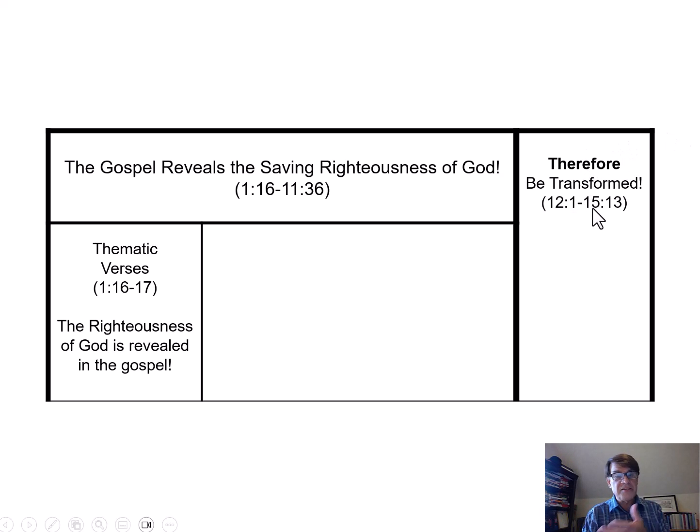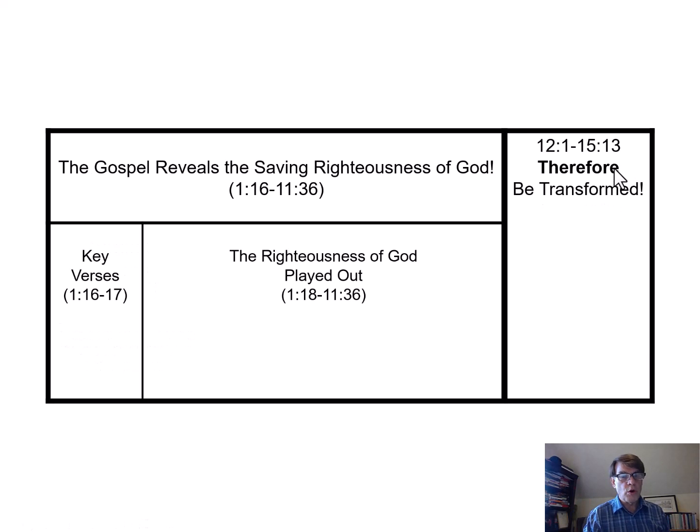But that's the consequence. That's the therefore. When you see a therefore, ask what it's there for. So this is the first half of the body of the letter, and then this is the second half of the body of the letter, the teaching and the preaching. Again, that's an oversimplification, but it works. So what we see then is, if we have the key verses in 16 and 17, then the rest of this first half plays out what that looks like. What does the righteousness of God look like in terms of what it means for us?